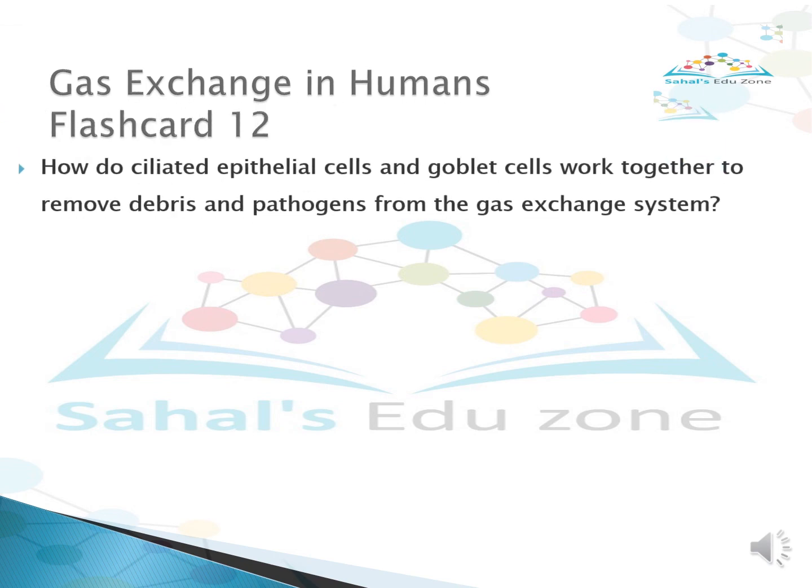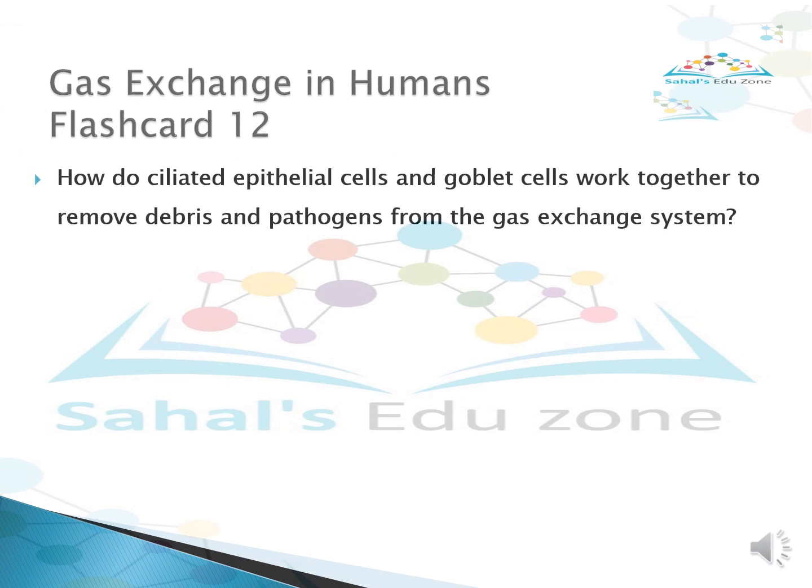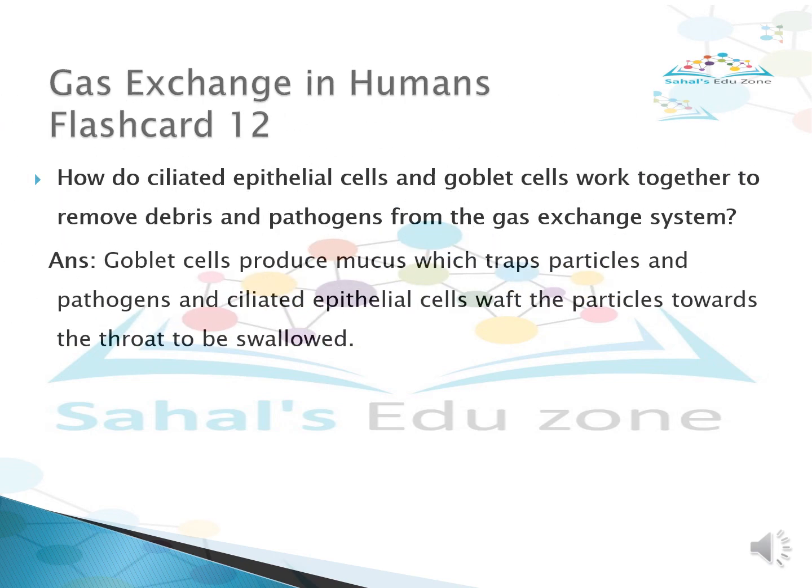Flashcard 12. How do ciliated epithelial cells and goblet cells work together to remove debris and pathogens from the gas exchange system? Goblet cells produce mucus which traps particles and pathogens, and ciliated epithelial cells waft the particles towards the throat to be swallowed.